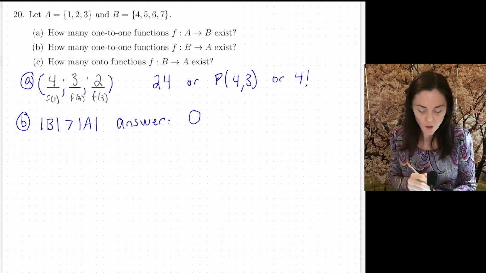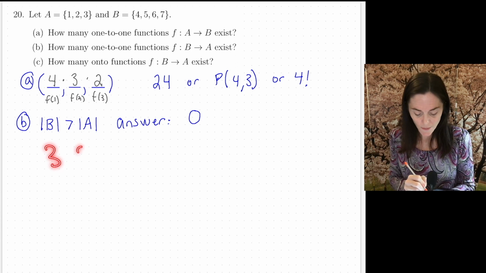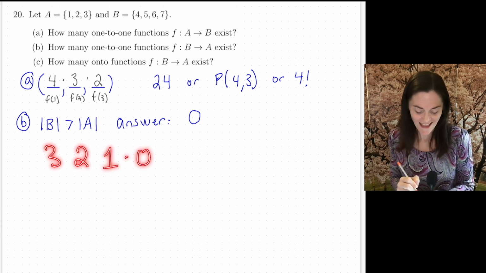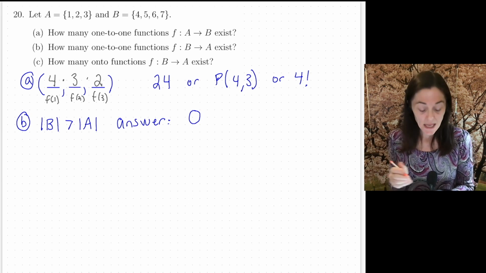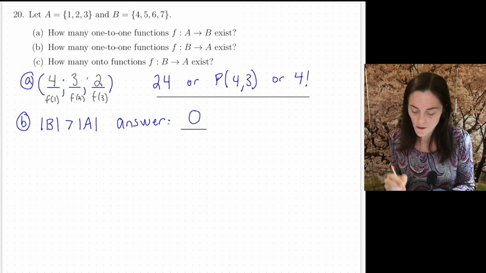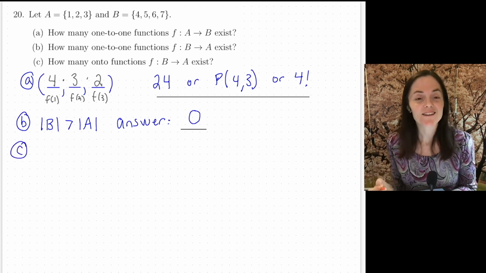But also, if you tried the multiplication principle, we would have a list of length 4, where you have 3 possibilities, then 2, then 1, and then actually 0, and multiply. We would get 0. But this really came, as I mentioned, from the pigeonhole principle. So these are our answers so far. Now, letter C.